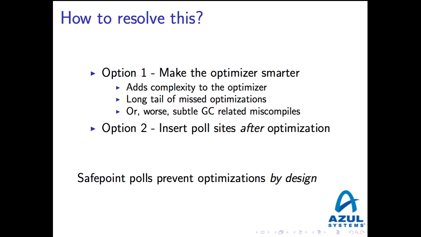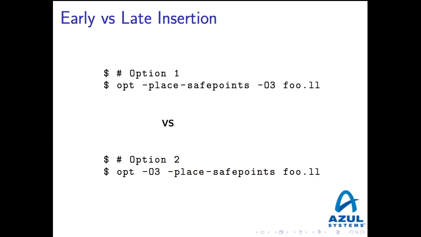Instead, we're going to pursue a different approach, which is going to be to figure out how to run the existing optimization pipelines and then do safe point poll insertion to get the behavior we're looking for. So to put this more pictorially, the early safe point scheme is the top command line there, and the late safe point scheme, which we're going to be talking about, is the bottom one. We're trying to figure out how to accomplish that bottom one, because it seems like it would obviously be better.